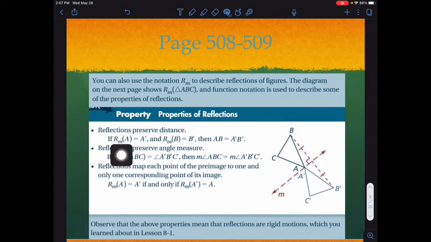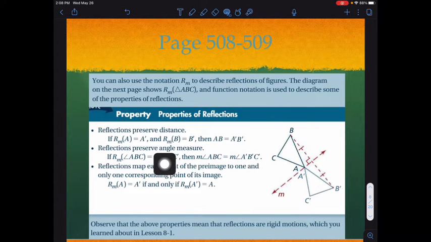If the reflection over line M of A equals A prime, and the reflection over line M of B equals B prime, then AB equals A prime B prime. So here is AB, here's A prime B prime. Those sides of the triangle have to have the same length.